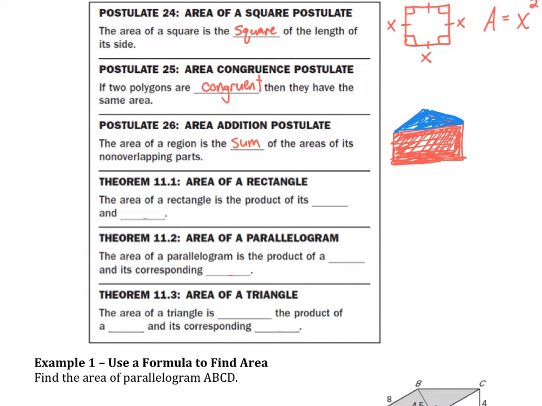The area of a rectangle is the product of the base times the height. So in a rectangle, a rectangle has 4 right angles and the opposite sides are congruent. And there's a base and a height. So the area equals base times height.